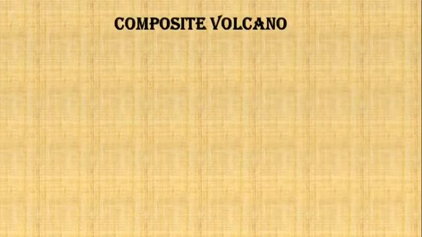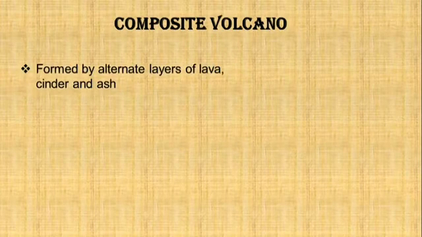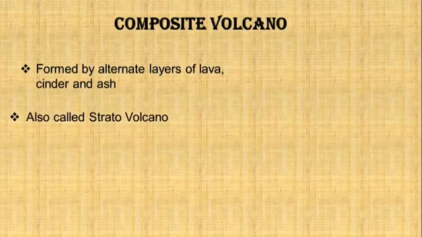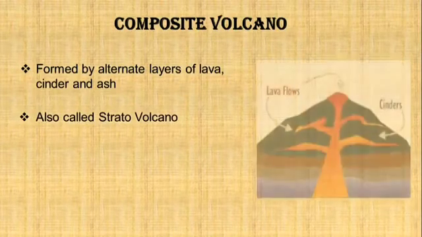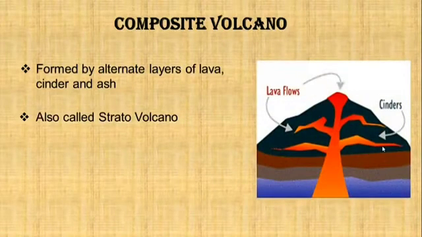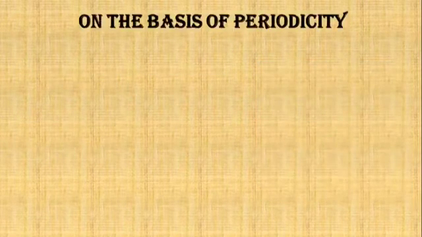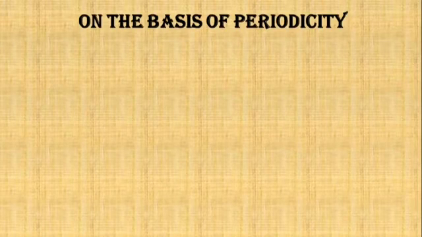Composite volcano. A composite volcano, as the name implies, consists of alternate layers of lava, cinder and ash. They are also called stratovolcanoes. Here in this picture you can see the layers of lava and cinder. An example for this kind of volcano is St. Helens.